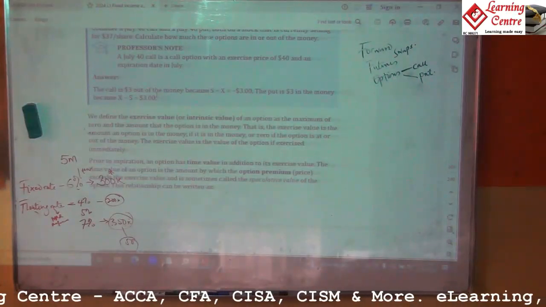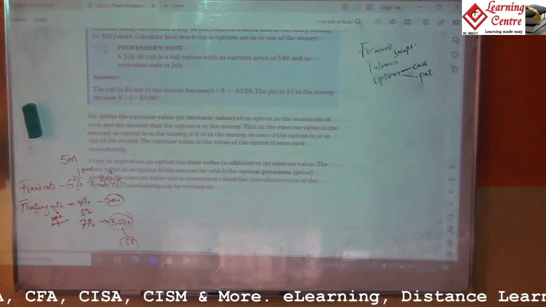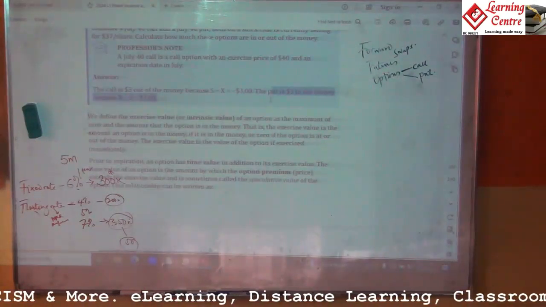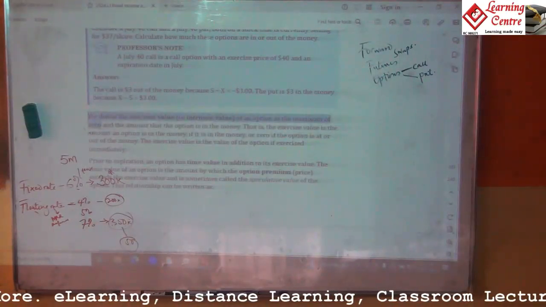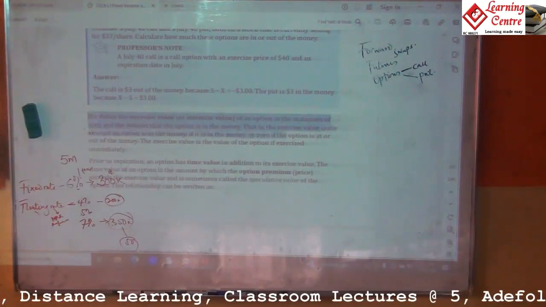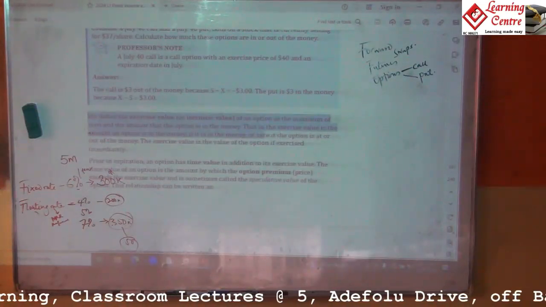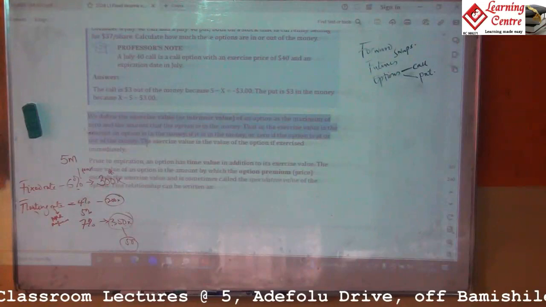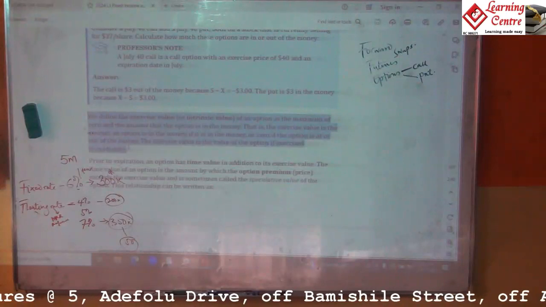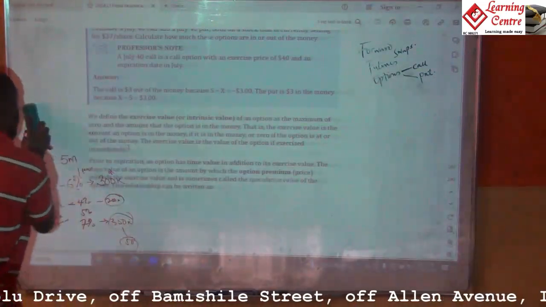So it's basically the same things we've spoken about before. We're just bringing it again from a different angle. Now, we define the exercise value of an option as the maximum of 0 and the amount that the option is in the money. That is, the exercise value is the amount an option is in the money if it is in the money, or 0 if the option is at or out of the money. The exercise value is the value of the option if exercised immediately. So let me explain this in plain English. Okay, so let's take examples now.